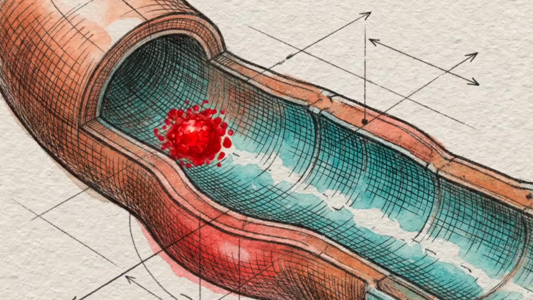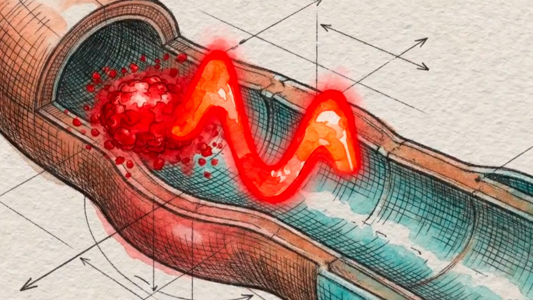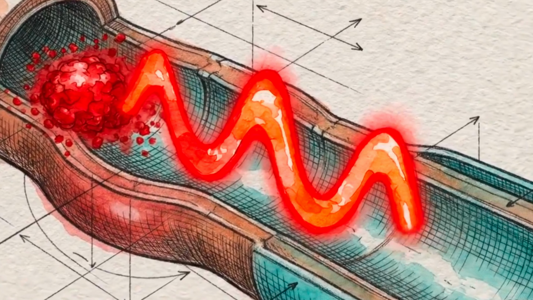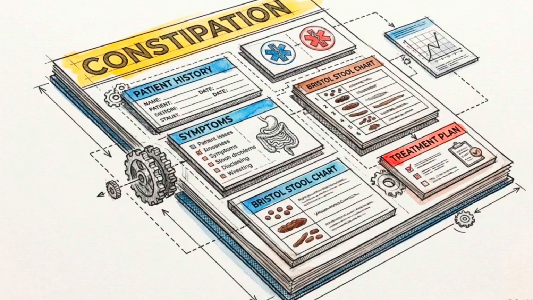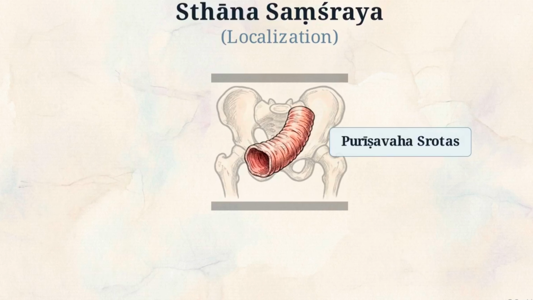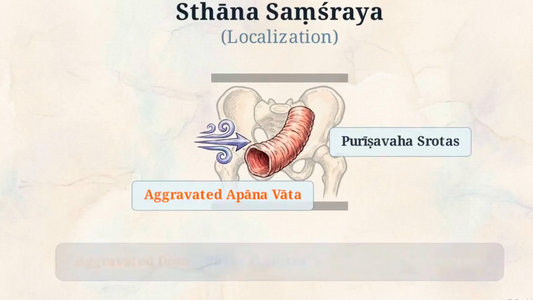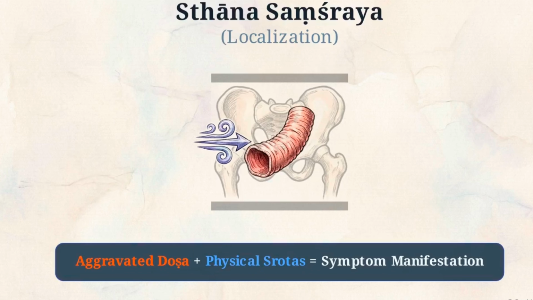Physical symptoms are never sudden occurrences. They are the predictable, late-stage manifestations of a meticulously mapped chronological cascade. Let us return to our case study of constipation to run the final calculation. We apply this pathogenesis logic directly to the Apana Vata subsystem. The exact point of symptom manifestation occurred during Sthana Samshraya, when the aggravated Apana Vata collided with the Purishavaha Srotas, the physical excretory channel. This gives us the ultimate diagnostic sequence that a clinician must answer.